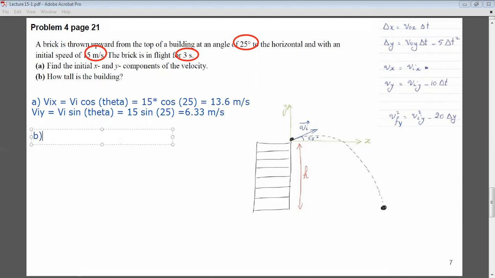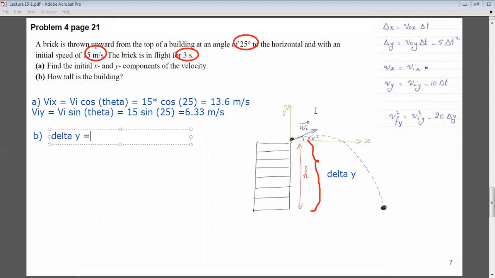Part B, how tall is the building? So he's asking about this height from here to here. So this height is delta y. Just pay attention to the chart, to the direction. So in other words, I have to calculate delta y.